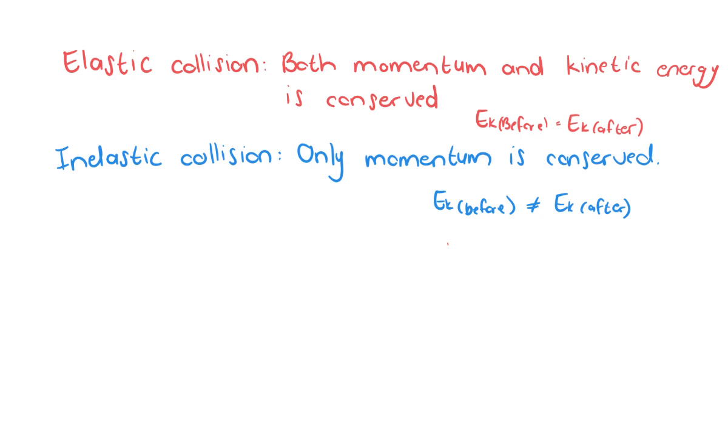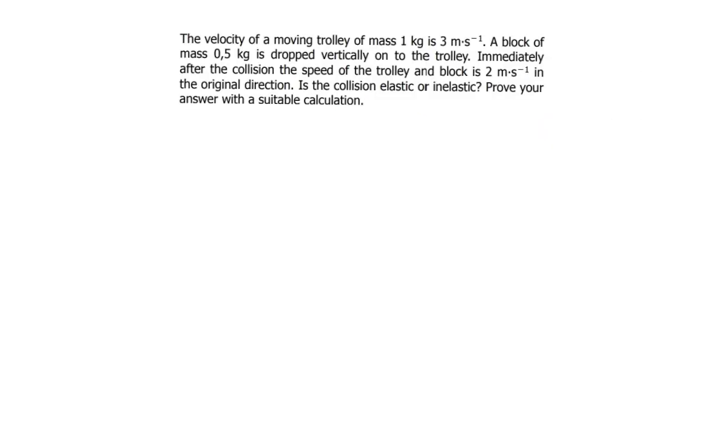But to prove that a collision is elastic, we have to prove that the kinetic energy is conserved, like we wrote down here. So remember, the kinetic energy is calculated as a half times the mass times the velocity squared. So in your inelastic collisions, some of the energy might be lost due to sound or heat. So let's look at how we can prove whether a collision was elastic or inelastic. And we will do this by doing an example.